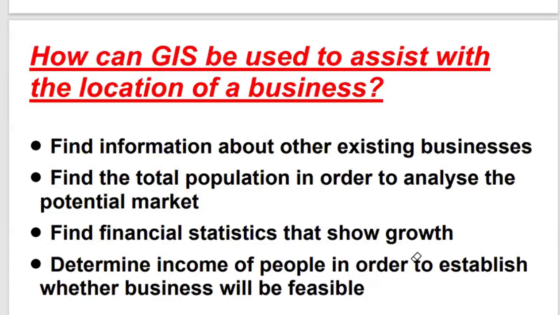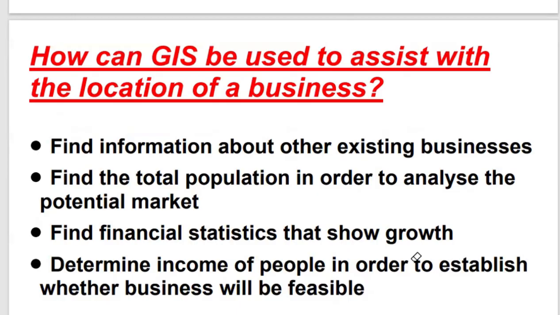Then also find the total population in order to analyze the potential market. Yes, your potential market is fed by the size of the population and also the level of income of the people. So you also have to look at the total population of the area. You cannot locate your business, which requires the support of many customers, in an area that is sparsely populated. Maybe you need a minimum number of people to support your business. Maybe it's a minimum of 100 people.